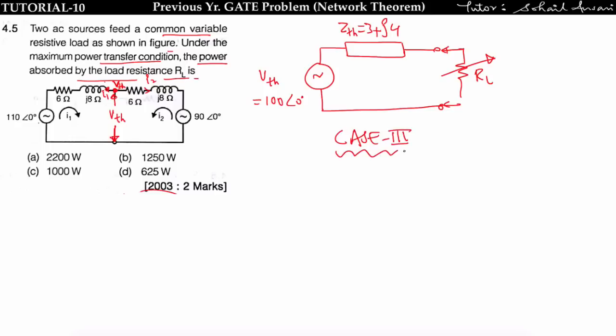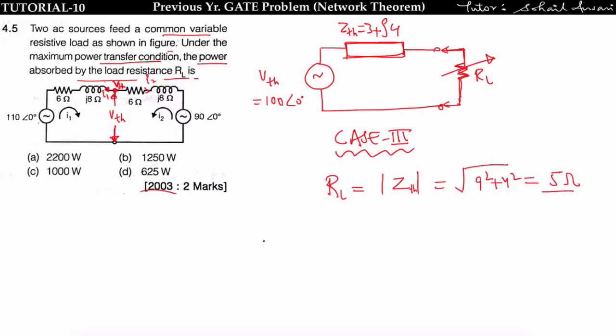If you don't know what a case 3 problem is, you can refer to my lecture number 8 on the maximum power transfer theorem. You will know what a case 3 problem is. In a case 3 problem, the load resistance RL is equal to the magnitude of the internal impedance, that is the square root of 3 square plus 4 square, which is equal to 5 ohm.